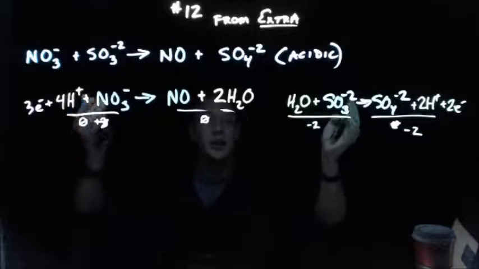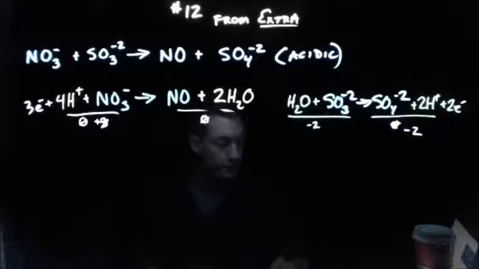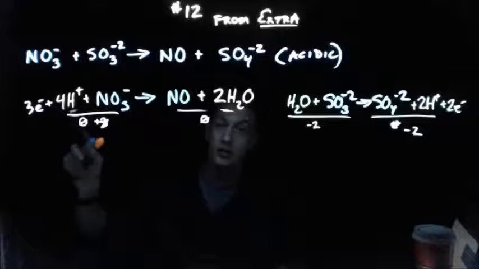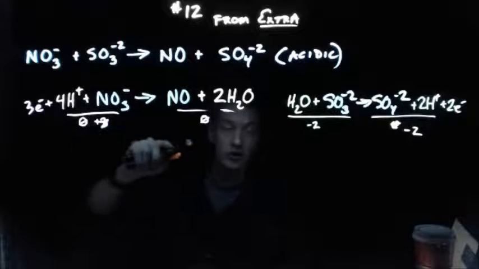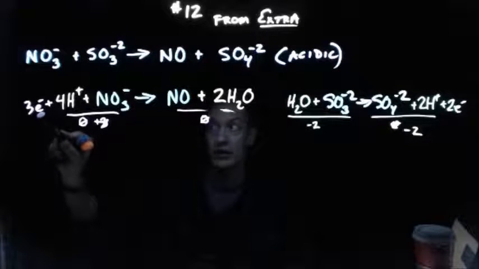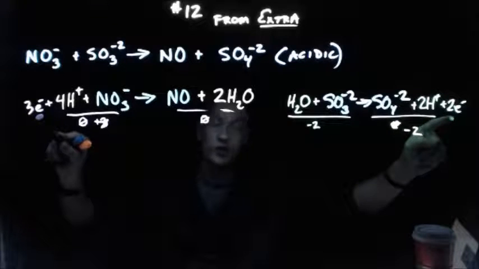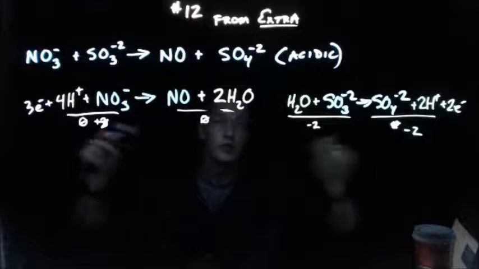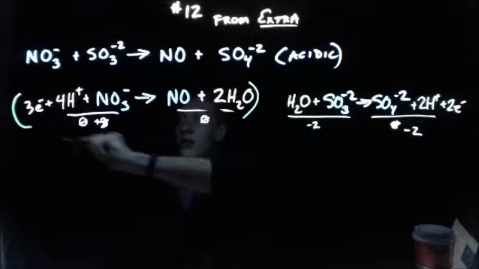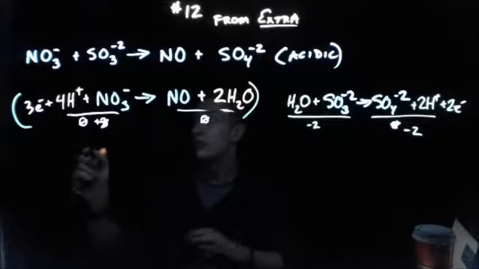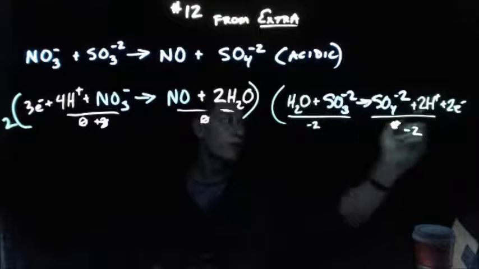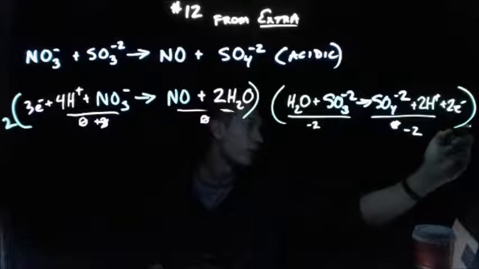I need to recombine the half reactions into the overall equation. When I do that, the electrons need to cancel out. So the electrons are being transferred among the different species. We are not creating electrons. So if this reaction requires 3 electrons and this reaction produces 2 electrons, the least common multiple of 2 and 3 is 6. So I am going to take the entire nitrogen reaction and multiply it by 2. And I'm going to take this sulfur reaction and multiply the entire thing by 3.